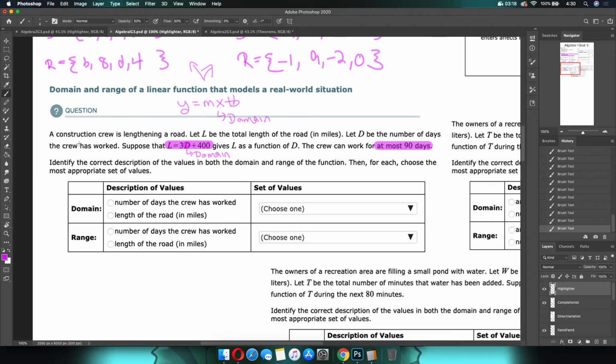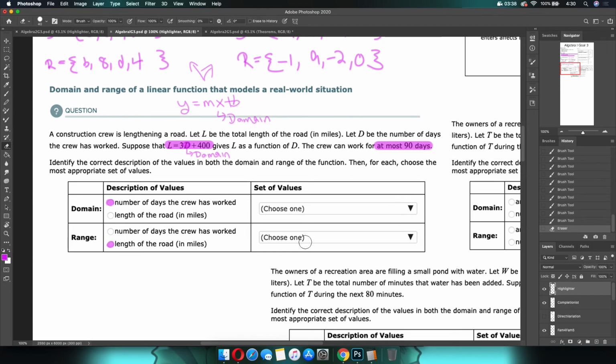That I have to look up. D is the number of days. Number of days. Boom. No thought required whatsoever. And then range by default is the other option, the length of the road. Now for the set of values, you can kind of see that they have a drop down here, and that makes a screen grab kind of hard because I can't explain what it is that they're doing.